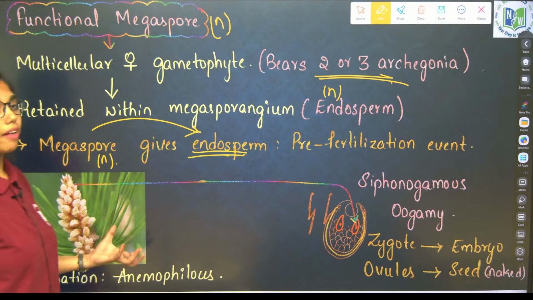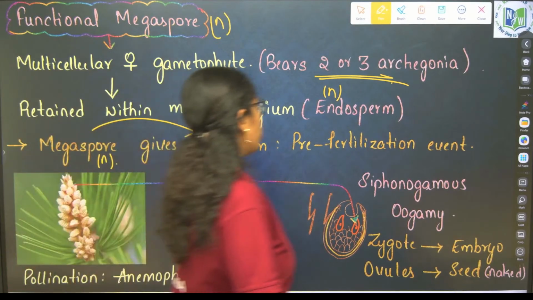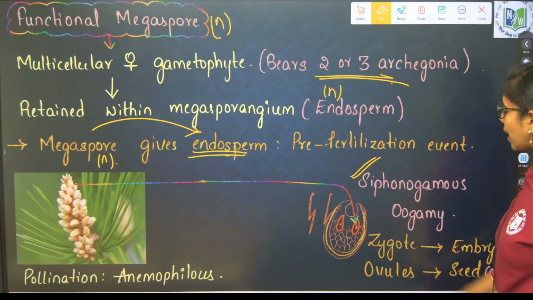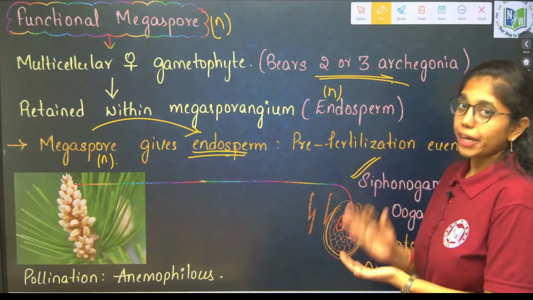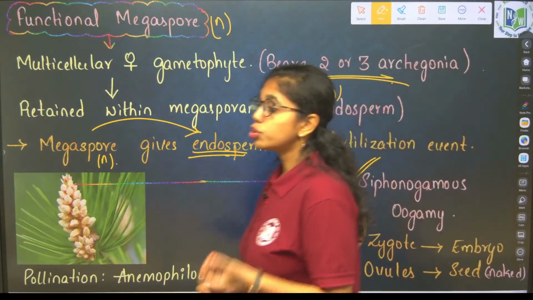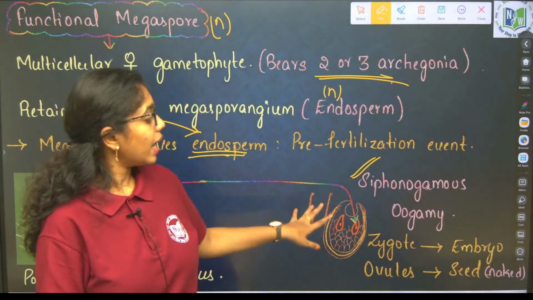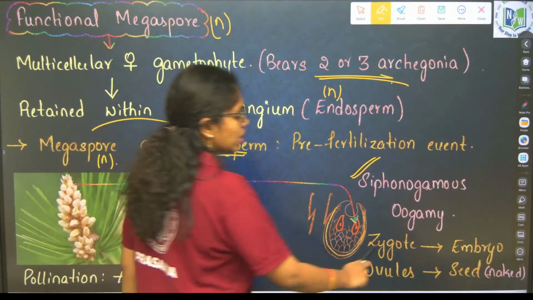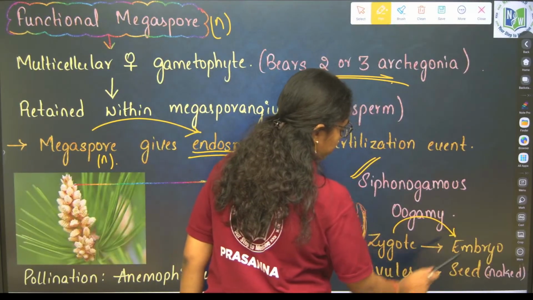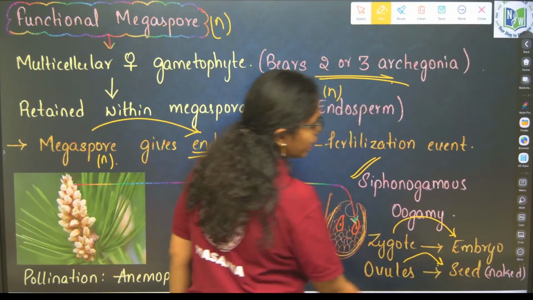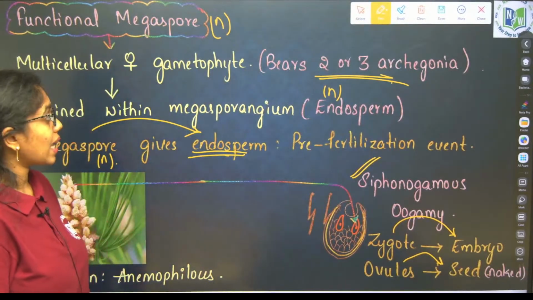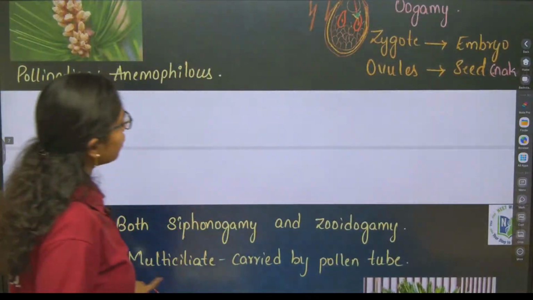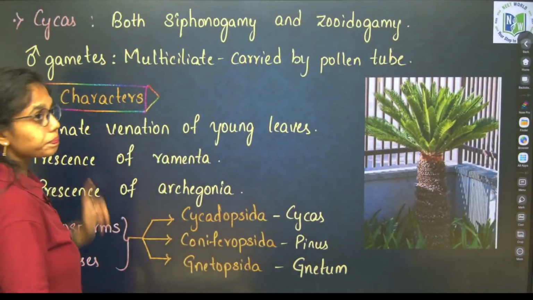Now, if you have to look into the pollination, many modes of pollination will be there, and the type of oogamy is siphonogamous oogamy. Till pteridophytes, we have observed zooidogamous oogamy, but here in gymnosperms you can see siphonogamous oogamy, wherein zygote will differentiate into embryo, ovules will form seeds, but those are naked because of the absence of seed coat, because there is no ovary wall before fertilization also.